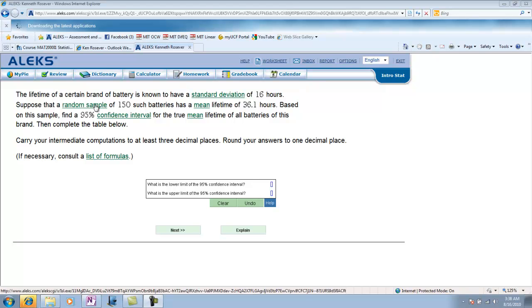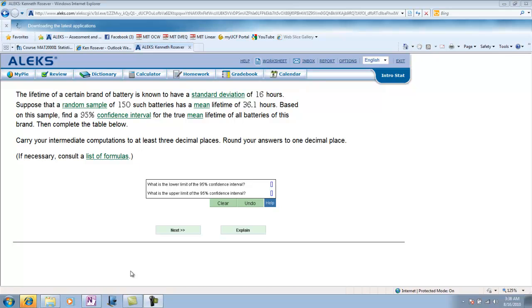And suppose a random sample of 150 such batteries has a mean lifetime of 36.1. So they sample 150, and the mean is 36.1 of the sample, so that is x bar. The standard deviation is 16 for the population, so that's sigma. And when sigma is known, we always use z. Period. Especially when you have a sample size that's over 30, right? Anyways, they want us to find a 95% confidence interval.